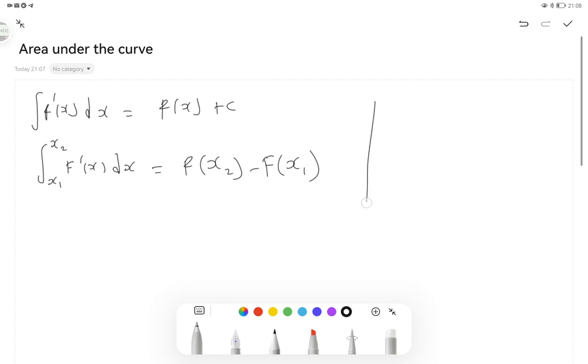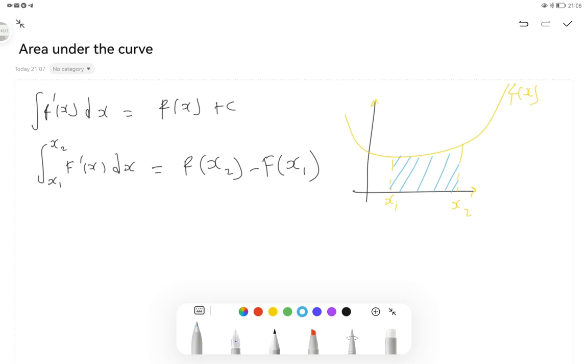We can draw this using a graph, just to come up with what we are saying. We can have a function like this. Here is x1, here is x2, and this one is f of x. What we need is to find the area enclosed. How much is it in units? Area is in square meters, square centimeters, or square inches, depending on the unit you are using.